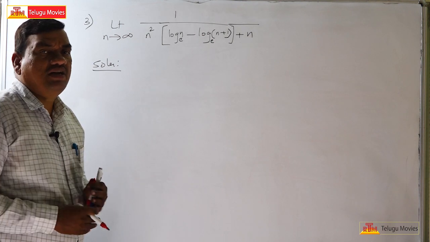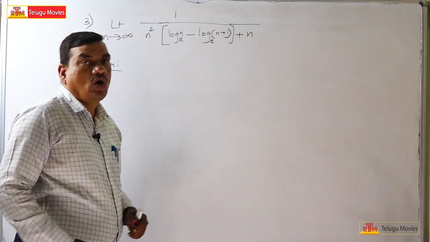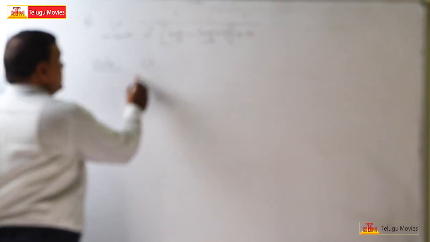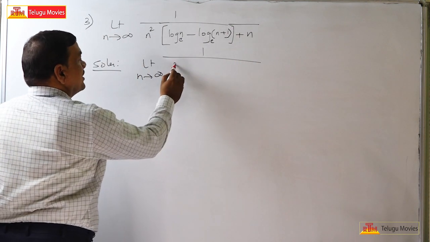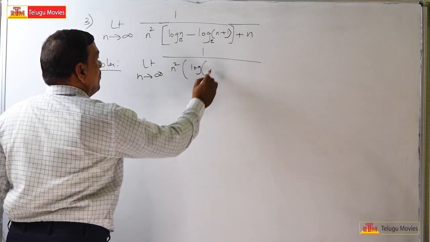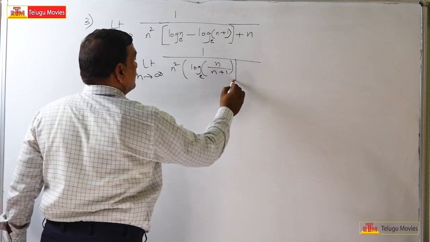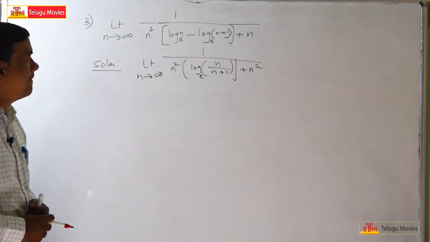First step, generally any student will do: log a minus log b is log a by b. So first we will do that. Limit n tends to infinity 1 by n square into log of a by b to the base e plus n square. Okay now?